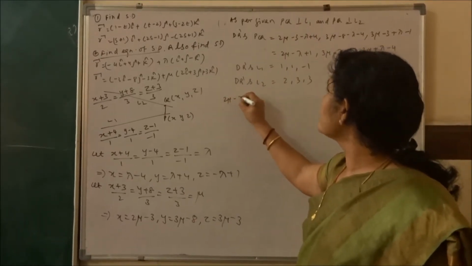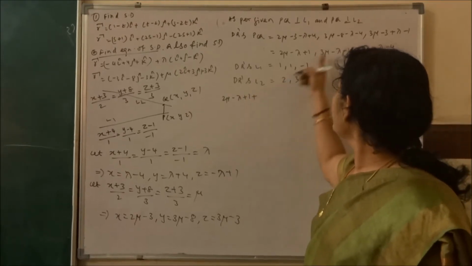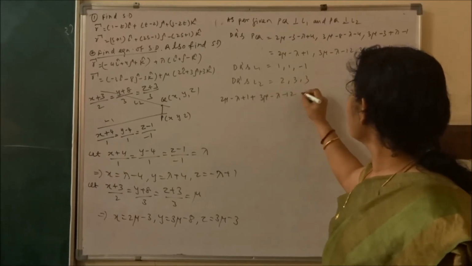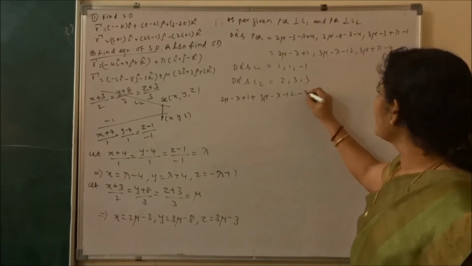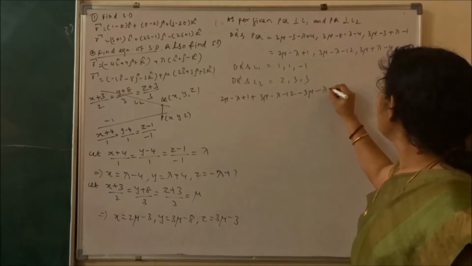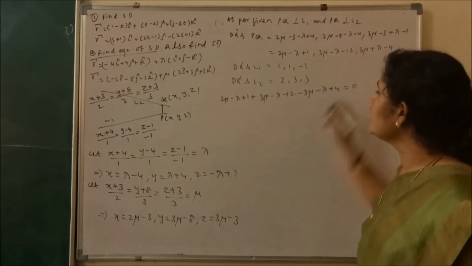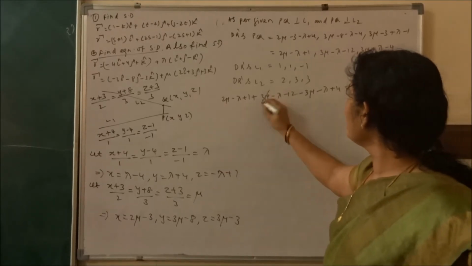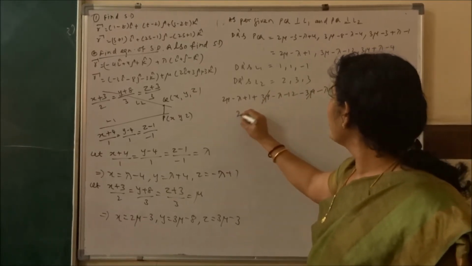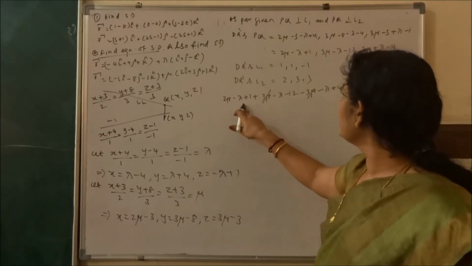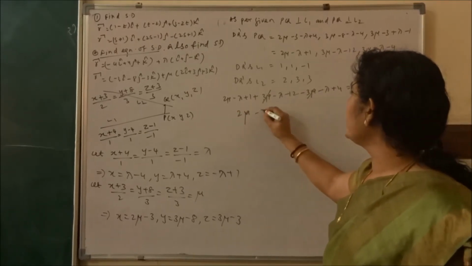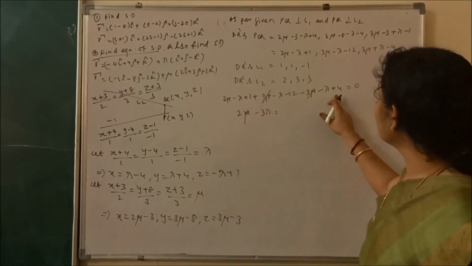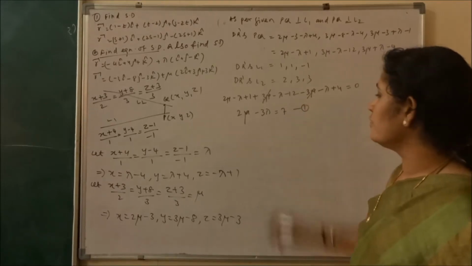So (2 mu minus lambda plus 1) plus 1 into (3 mu minus lambda minus 12), and then minus 1 into (3 mu plus lambda minus 4), equal to 0. Now what I am getting: 2 plus 3, 5. Now 3 mu will be cancelled, so 2 mu. Clear? 2 mu minus lambda, minus 3 lambda, that is equal to 4 plus 1, 5, so that is equal to 7. That is equation number 1.